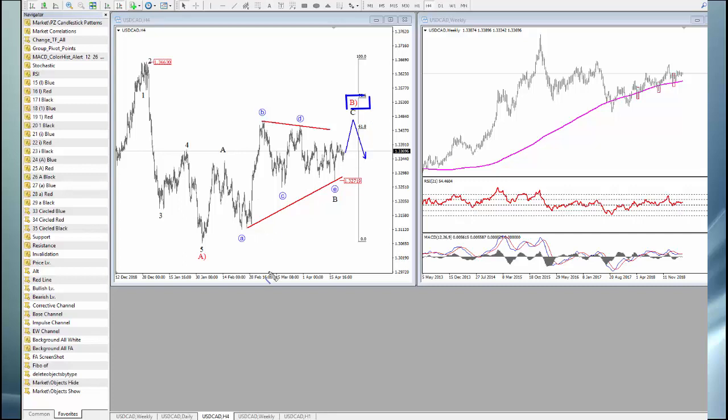So it looks like we could see more upside, and definitely I would not be surprised if we see 78.6% and then maybe the market turns to the downside.